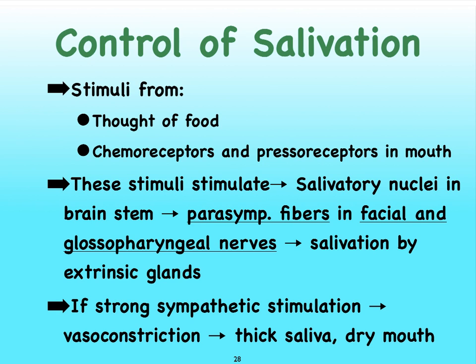And of course, as we all know, there are different ways in which we might be stimulated to salivate. If we think about food, if we see food, if we smell food. So it shouldn't just say the thought of food. Many of these other things that involve our special senses can actually ultimately trigger those salivary glands. And of course, the mere act of putting food in our mouth is going to influence the chemoreceptors and the receptors that respond to the pressure of food in the mouth.